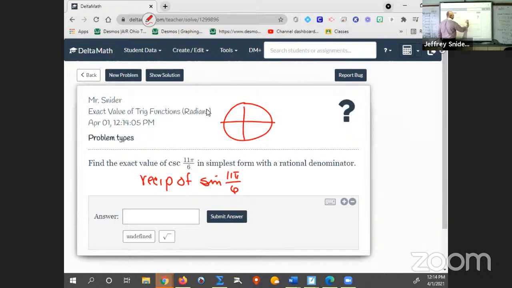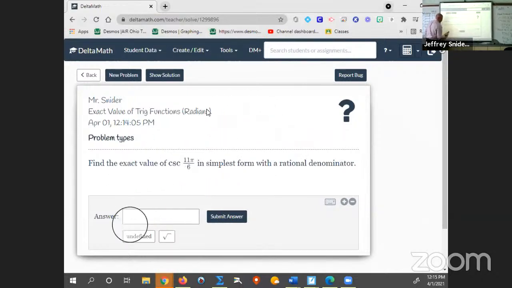11 pi over 6 is this bad boy right here. That's at radical 3 over 2, negative 1 half. So what's the sine? Negative 1 half. But I have to do what? So what's it going to be? Negative 2. That's all we're doing there. Okay? Thinking through, using our knowledge. This one, you wouldn't have to do that. This is kind of like the first unit. They gave you a nice one if they gave you this. Okay, let's do this one.